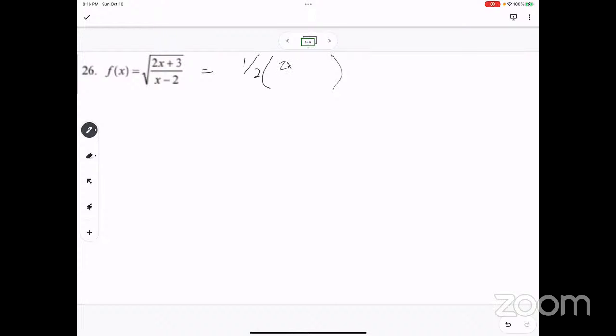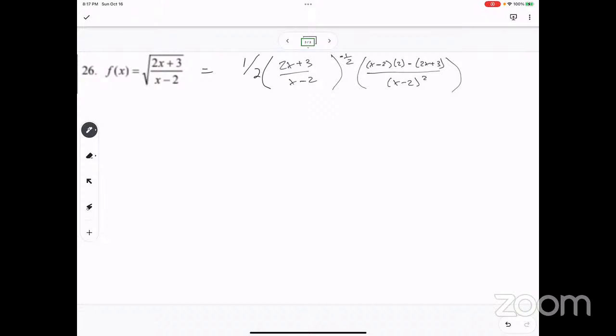So 2x plus 3 all over x minus 2, to the -1/2. And now take the derivative of the inside, which is low d high, which is times 2, minus high d low, which is just 1. So I don't have to write it all over low squared. But now you still have to clean this mess up. So it's still kind of nasty. But yeah, you could have done it that way.